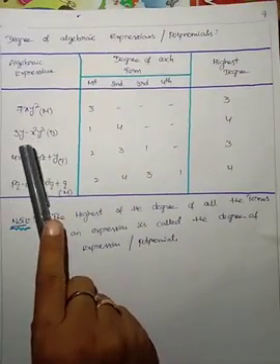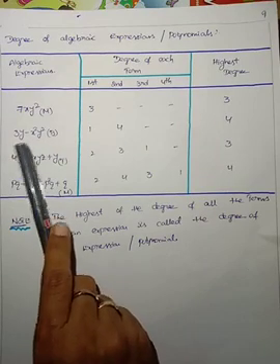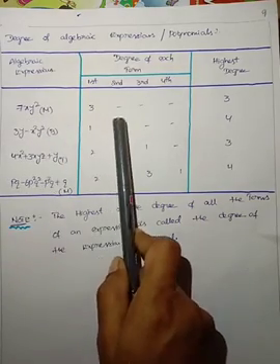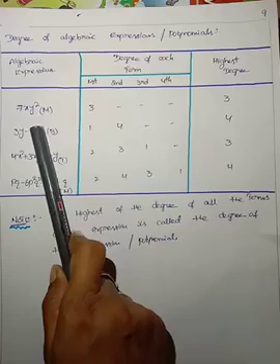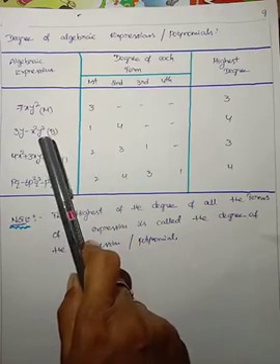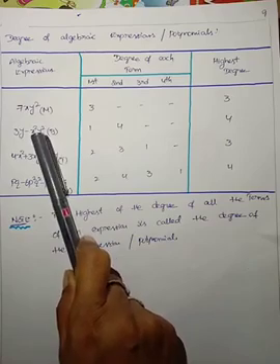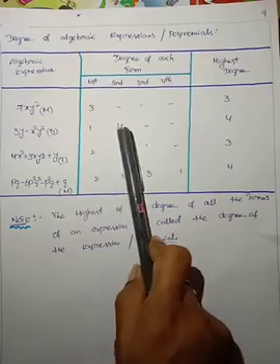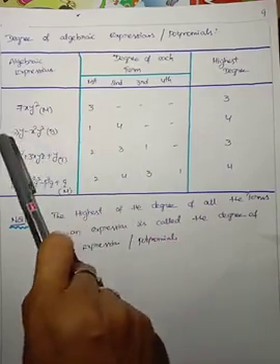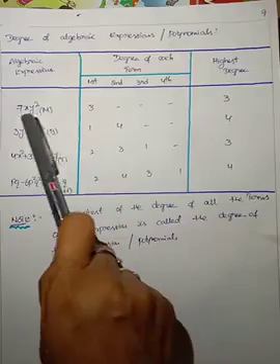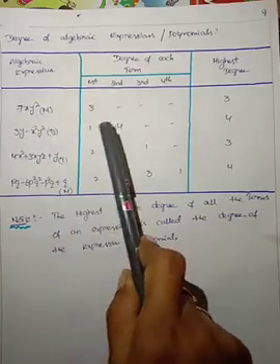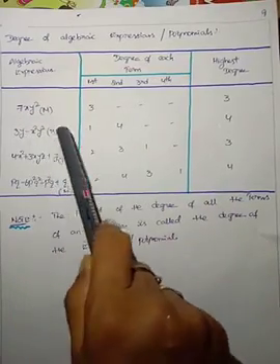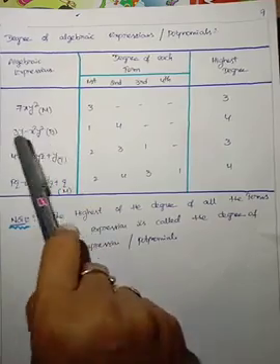Now 3y minus x square y. How many terms here? 2 terms, which means it is a binomial. Here is the first term and the second. What is the first term's degree? The y exponent is 1. What is the second term's degree? The exponent of x is 2, the exponent of y is 2, 2 plus 2 is 4. The degree of the second term is 4. So the degree of this binomial is the highest degree, which is 4.